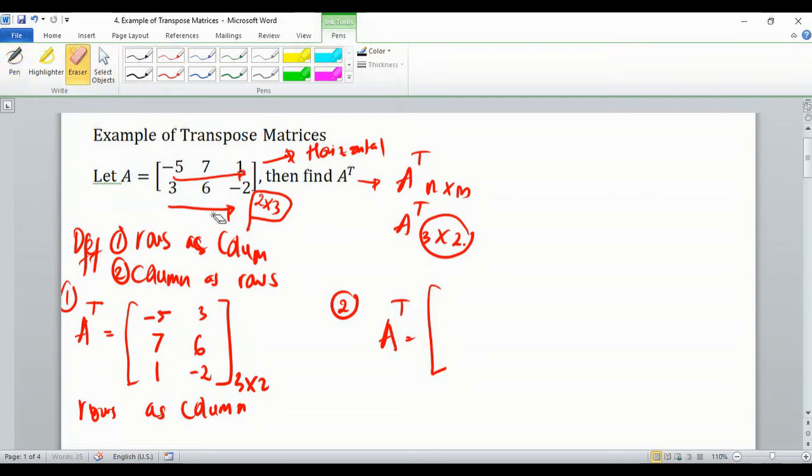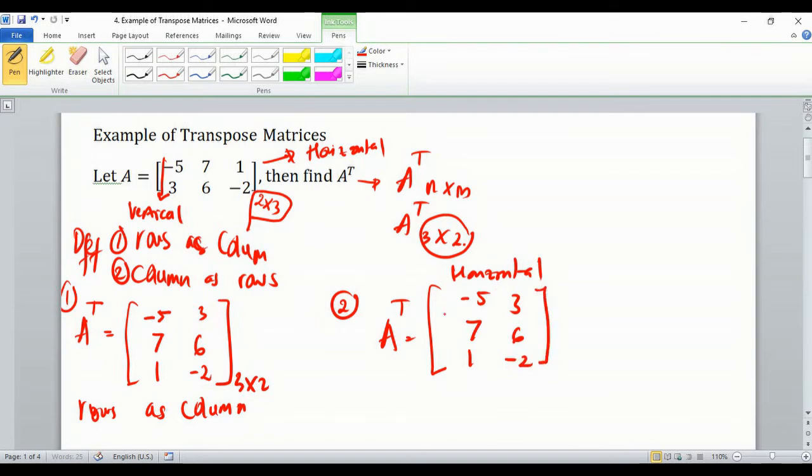So from here you can see they have the column. The column is minus 3, minus 5, 3. So this is vertical. We want to change to be horizontal. So this one is to be minus 5, 3, 7, 6, 1, minus 2. So they also have the same dimension. So this one is column as row.